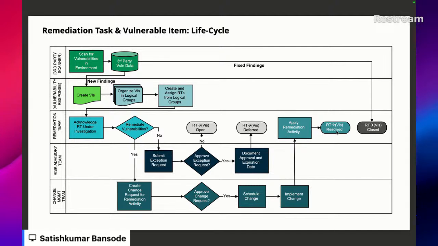That means once your change request is closed and resolved, it automatically resolves your remediation task, and it also resolves all the vulnerability items associated with that remediation task. So that's where it shows RT navigates to VIs, right? So all the VIs associated with remediation tasks would also be resolved.